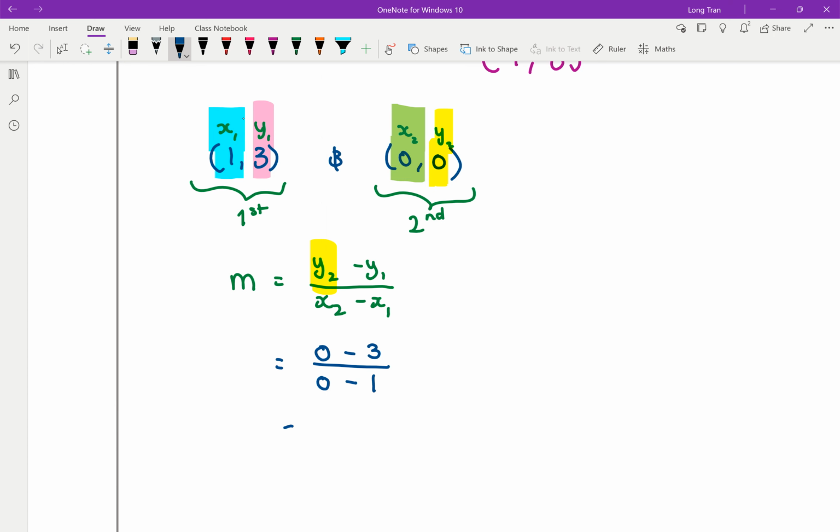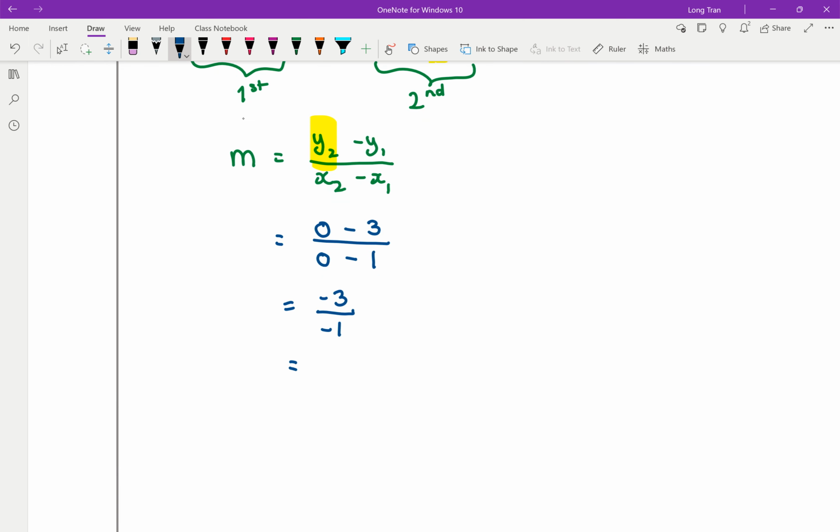Okay, so let's put it together. 0 minus 3, -3. 0 minus 1, -1. Okay, and what is -3 divided by -1? 3 divided by 1 is 3, and the double negatives is positive.